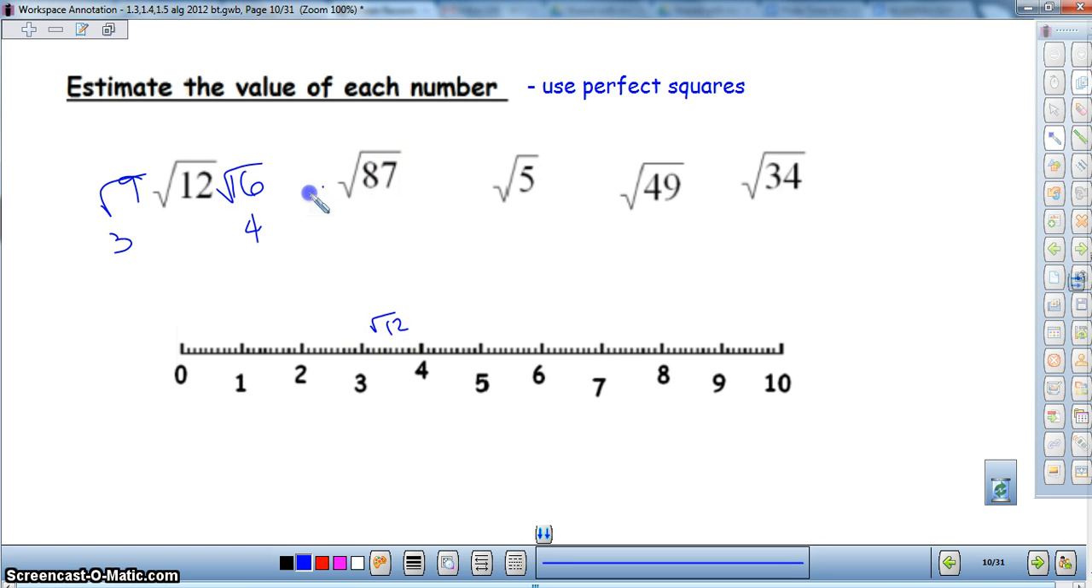For 87, well, we have 81 and we have 100. It's a lot closer to 81 than it is 100. So the square root of 81 is 9. We'd say the square root of 87 is probably going to be pretty close to 9, not as close to 10. 49 is exactly 7, and the square root of 34 would probably be closer to 6 than to 7, 6 than to 5. So knowing those perfect squares can help you with that.